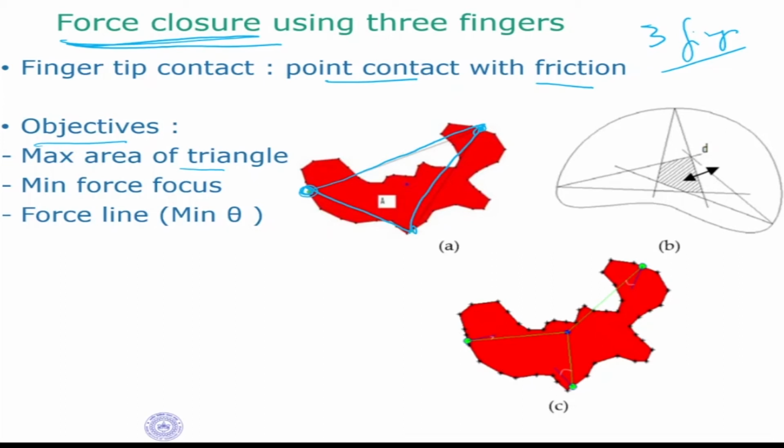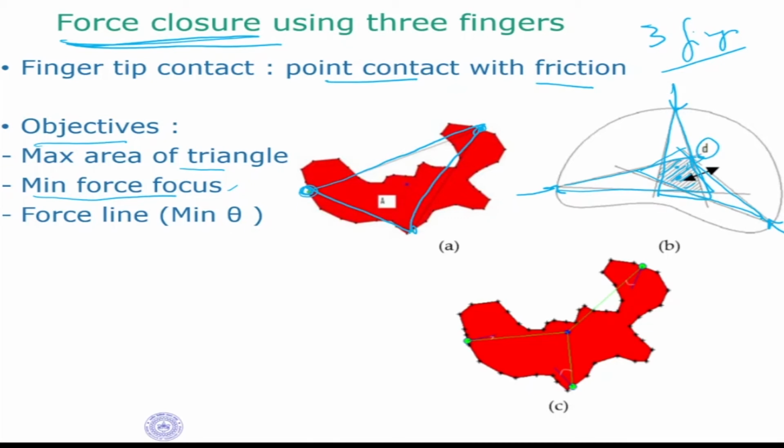The second is minimum force focus. Suppose my finger is here, finger is there, finger is there. Because this has friction, there is a friction cone. These are friction cones. The intersection of the friction cones gives us this area, and I can take the CG of this area and the CG of the object, take the distance d and try to minimize that.